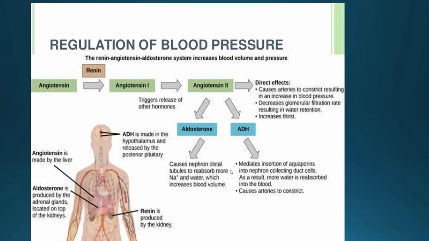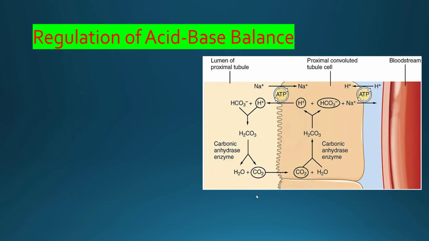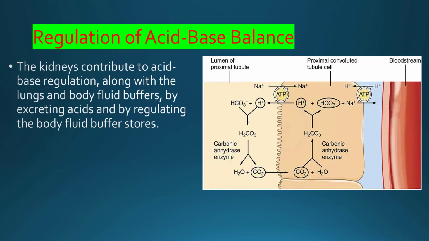The aldosterone causes the nephron distal tubule to reabsorb more sodium and water, which increases blood volume. So aldosterone causes absorption of sodium and water and increases the volume, and ADH mediates insertion of aquaporin into nephron collecting duct cells. As a result, more water is reabsorbed into the blood, causing arteries to contract.